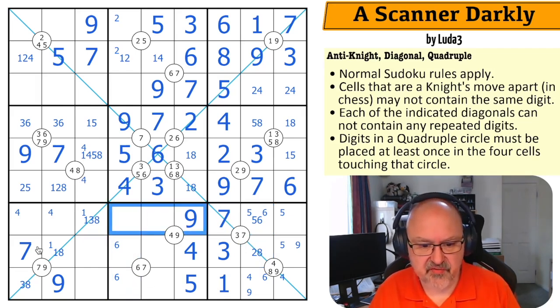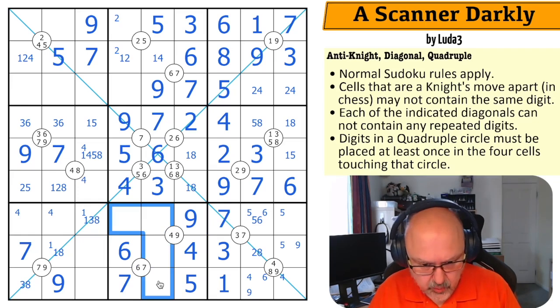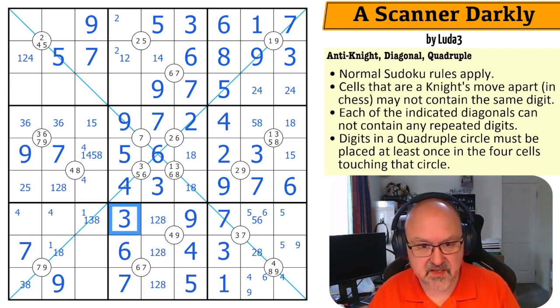7 has knocked 7 out of those. That's a 5, and that 7 means that's not a 7. So that's a 7, that's a 6. This is now a quadruple, which is 1, 2, 3, and 8. There's no 3 in any of those, so that's the 3.